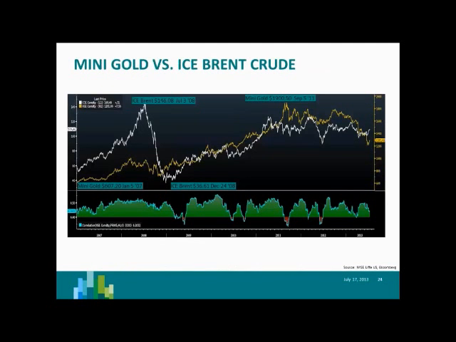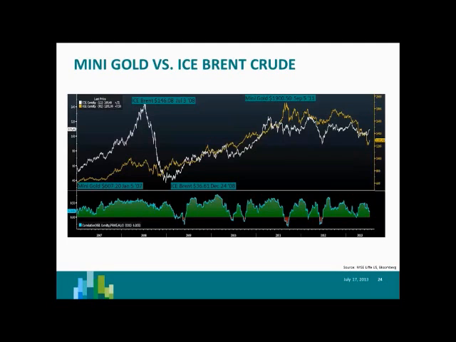A more popular way to use gold as a currency is with another commodity. So here is mini gold and ICE Brent crude oil, right? And again, you can use any commodity that you know well. And in fact, you should. The commodities that you know best, it would be interesting if you could take a look at them through the vision of pricing them as gold as the currency.